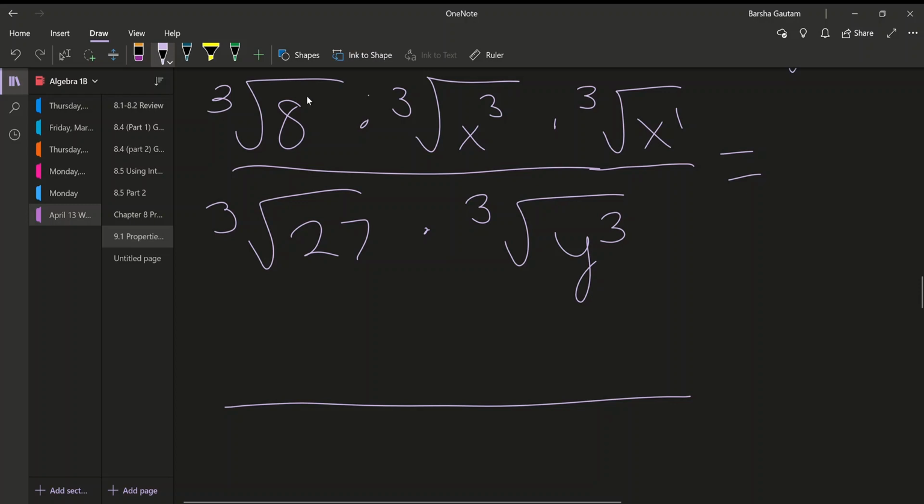What is the cube root of 8? That is 2. 2 to the power of 3 is equal to 8. And then if we simplify this, we're left with 2 times x, right? And then this cannot be simplified any further, so we're just going to bring that down. We're going to leave that alone.